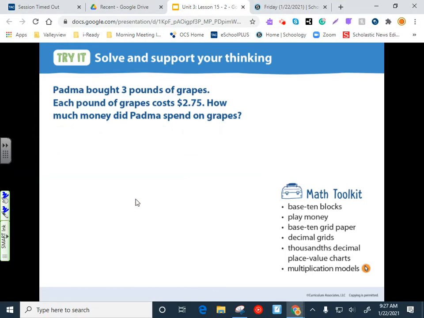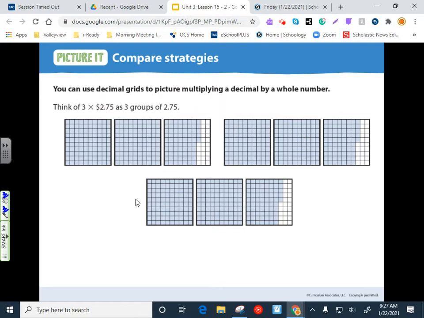All right, let's look at the next page. Again, alternative ways to do these problems. You can use decimal grids to multiply the whole number. Think of 3 times 2.75 as 3 groups of 2.75. So what we have here is 1, 2, whoops, 1, 2, 3, 4, 5, 6. I've got 6 whole grids. And then I've got these partial ones here and here. But if I take some cubes from this one, that could fill these in. And that would give me 7 and 8.